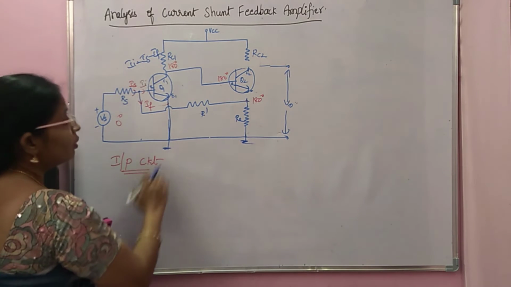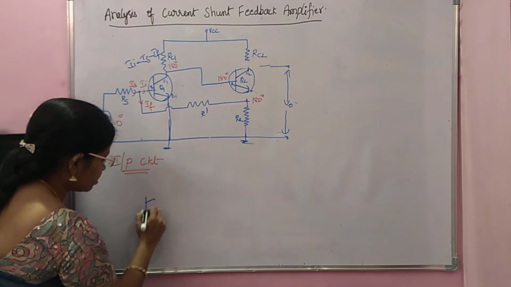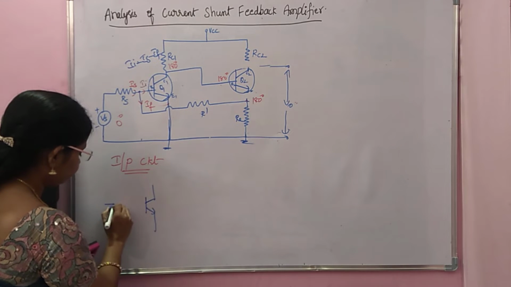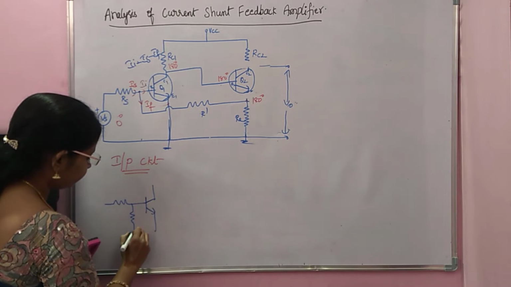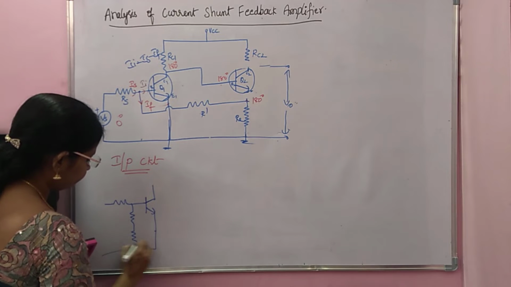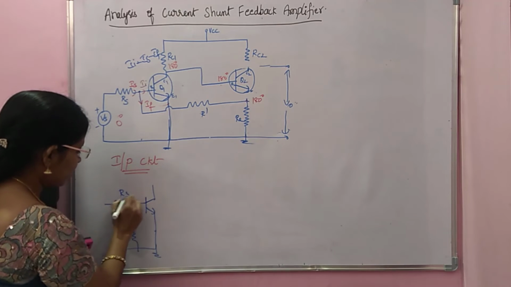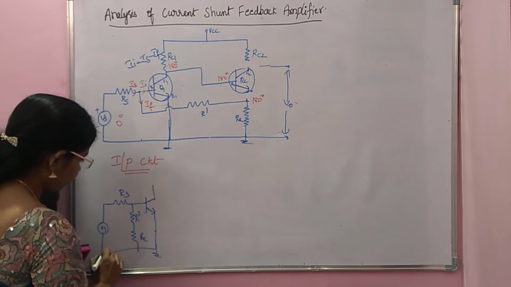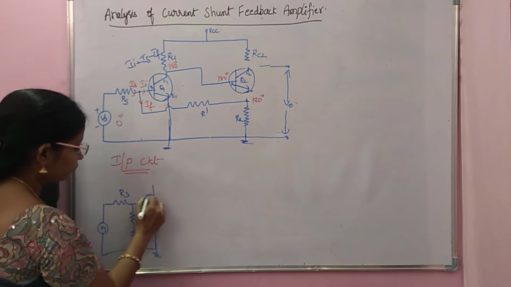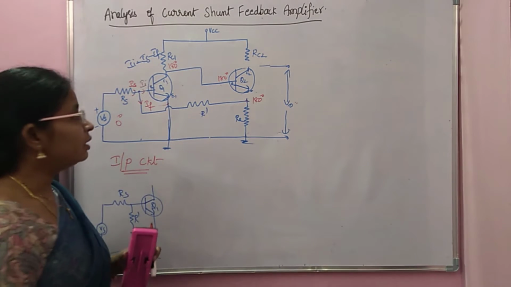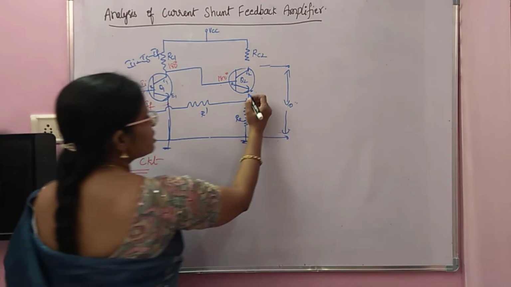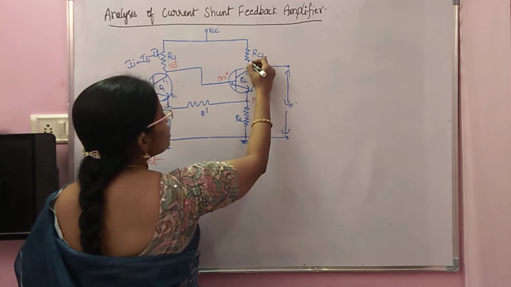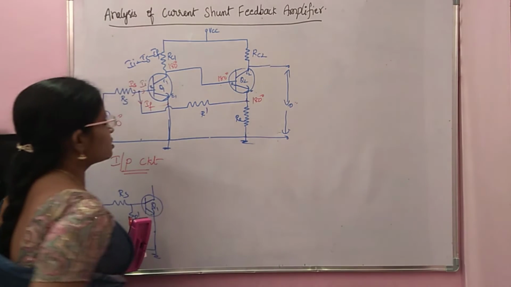Now I'll draw the input circuit. Rs, R dash and Re. This is your input circuit. Now I'll look at the output circuit. I'll resume the connections.